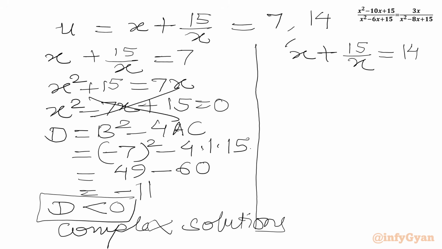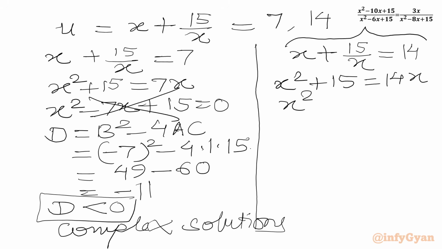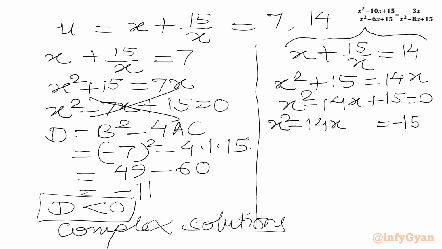Now we have the second equation. Again we'll multiply both sides by x. x square plus 15 equal to 14x, or we can write x square minus 14x plus 15 equal to 0. Let's use the completing the square method. So I will write x square minus 14x here, and we will take 15 to the RHS, so it will become minus 15.